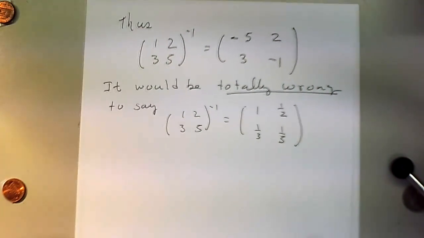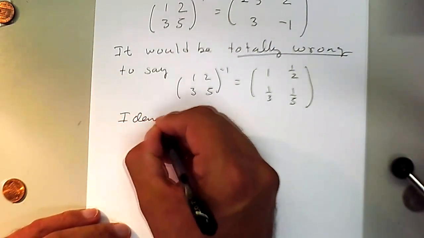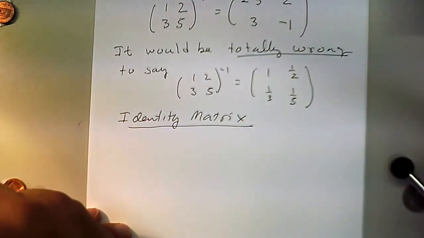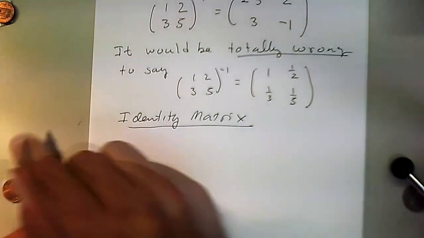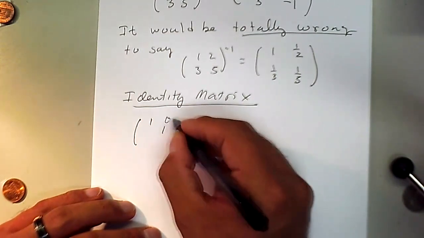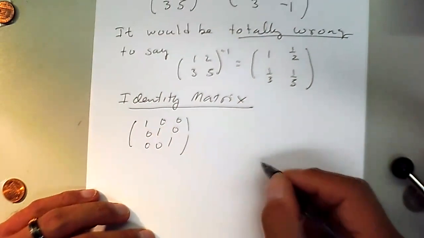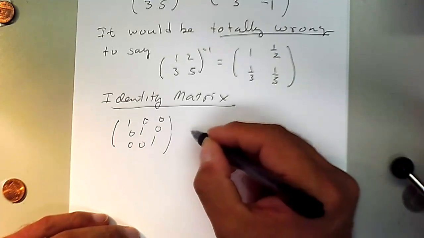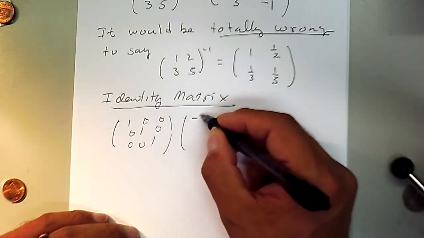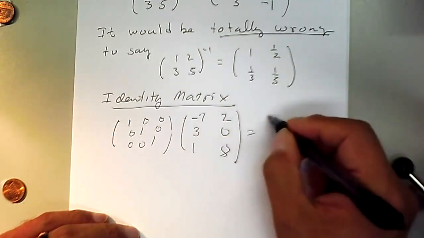There's one other thing I wanted to mention before we finish this video, and that is the identity matrix. The identity matrix is the matrix that has ones in the main diagonal and 0 everywhere else. And we have to have a square, only square matrices can be identity matrices. And the thing with this is that no matter what you multiply with, for example negative 7, 2, 3, 0, 1, 8, I just came up with that right now.